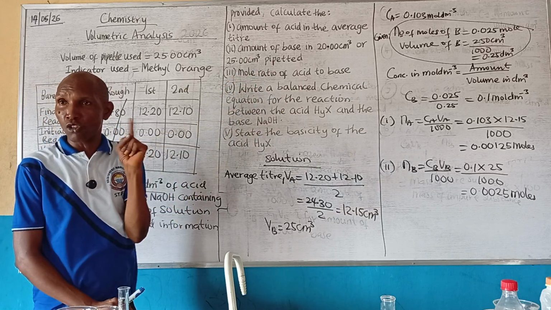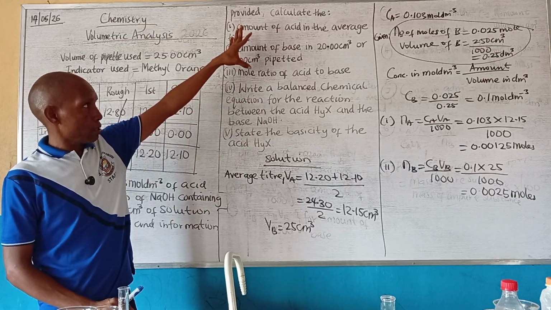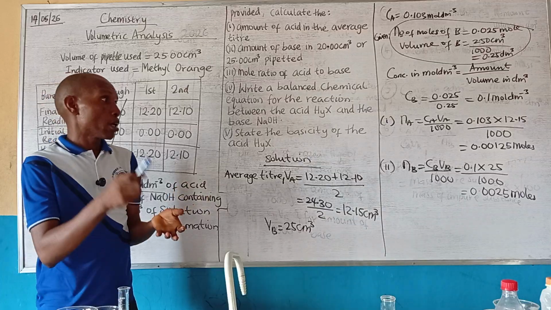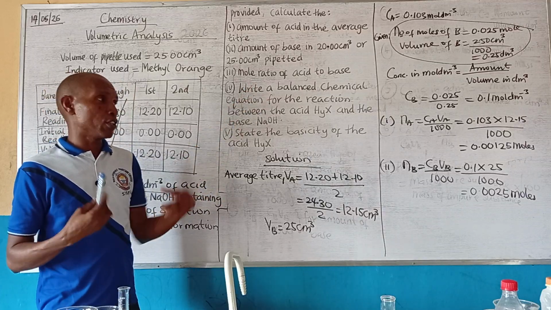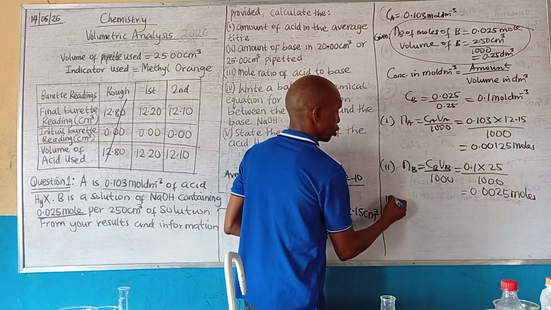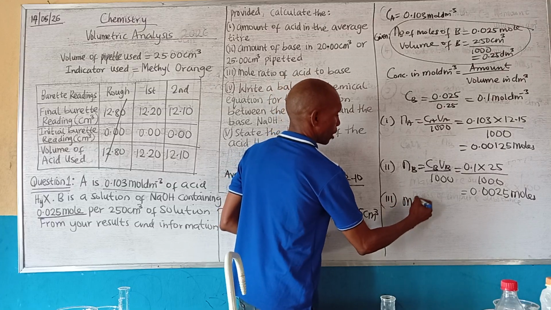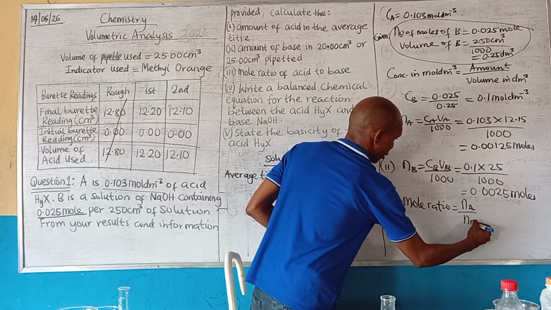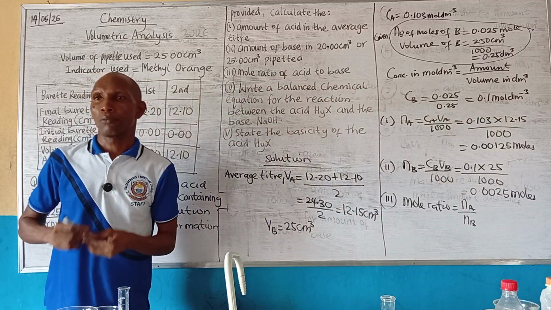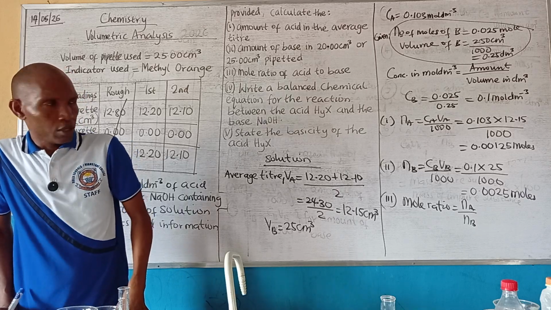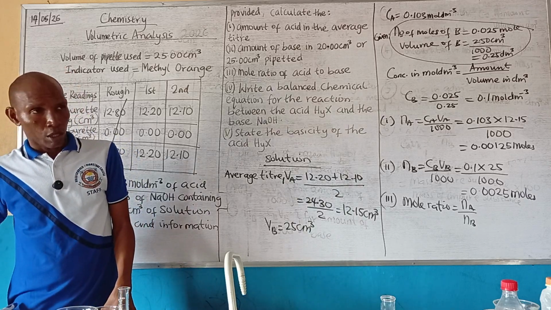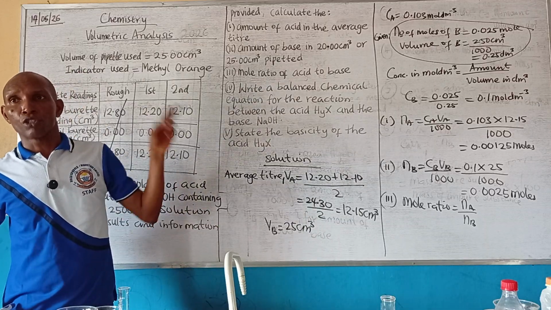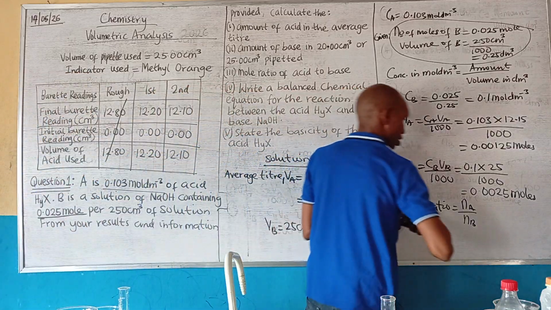The next question that usually follows in this type of question is you will have to look for what? The mole ratio of the acid to the base. See the formula for mole ratio: the mole ratio is Na over Nb. Whenever you are asked to look for the mole ratio, you already have your number of moles of the acid and your number of moles of the base. Then you divide the number of moles of acid by that of the base.